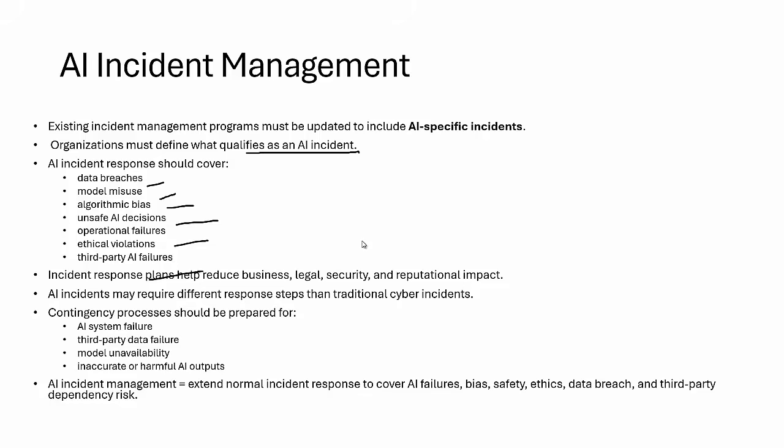An AI incident may require a different response step than a traditional cyber incident. So we need to have a contingency plan also. What if the AI system fails? What if third-party data fails? What about model unavailability or inaccurate, harmful AI output? So AI incident management extends the normal incident response to cover AI fairness, bias, safety, and all that. That's something we have to look for, which is very important for us to understand.